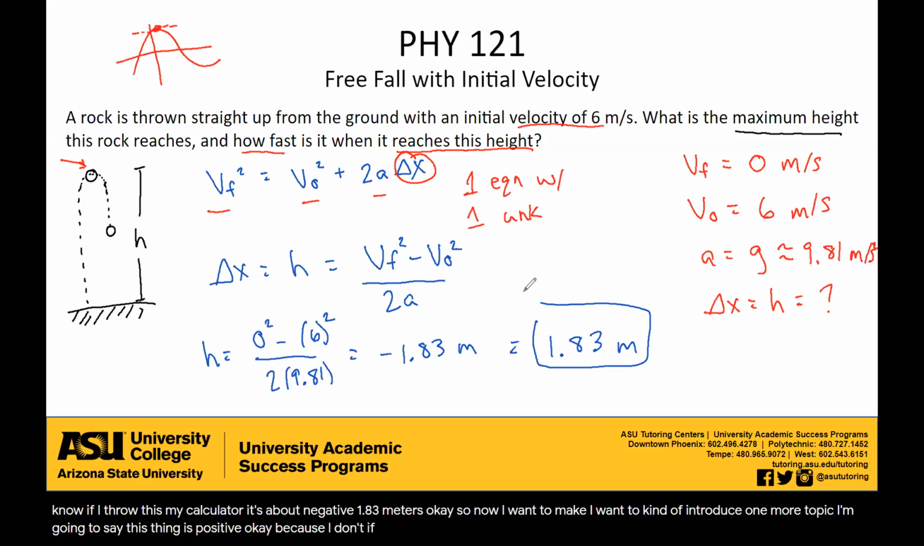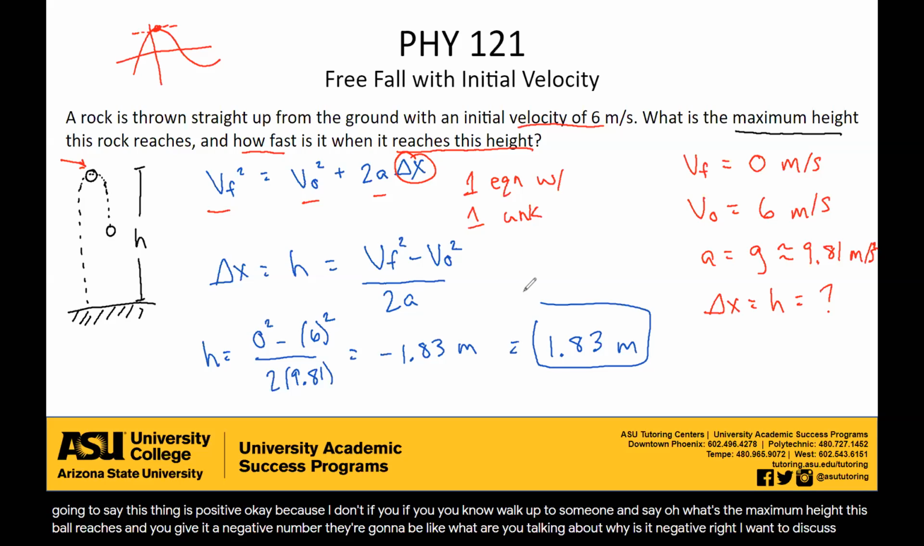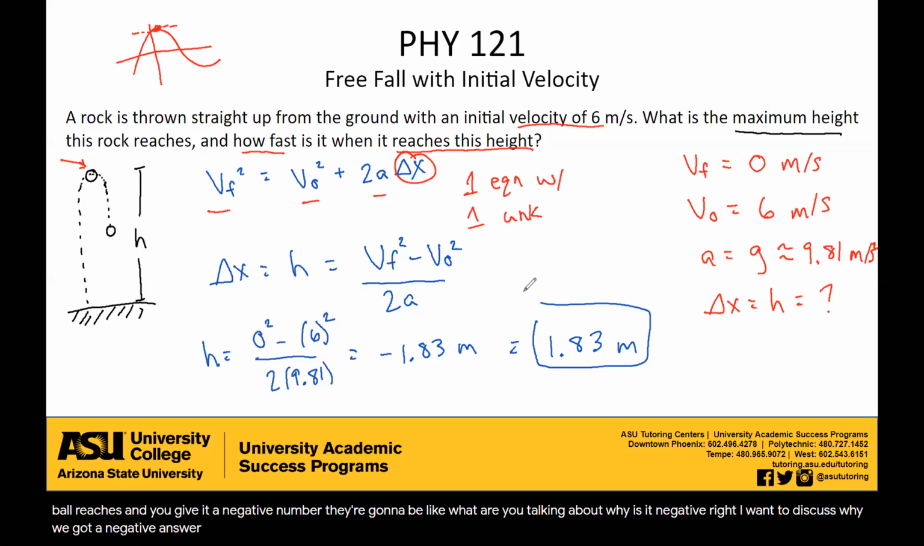If you walk up to someone and say, oh, what's the maximum height this ball reaches, and you give it a negative number, they're going to be like, well, what are you talking about? Why is it negative, right? I want to discuss why we got a negative answer, and I want to discuss how we can make this positive, okay? This discussion we're going to do in green, okay?